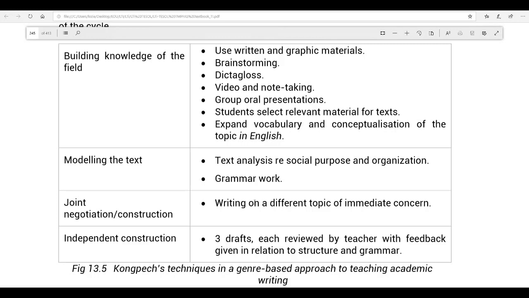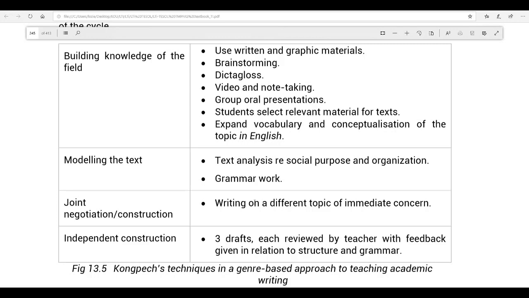So he got students to follow this structure, beginning with building knowledge of the field. He used written and graphic materials, brainstorming, use of dictogloss, videos and note-taking, group oral presentations. Students selected relevant materials for the text, and he expanded vocabulary and conceptualizations of the topic in English.